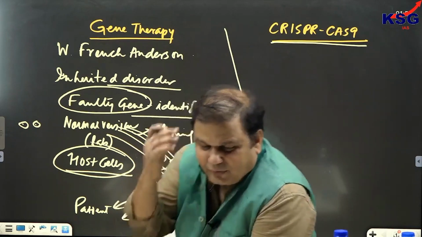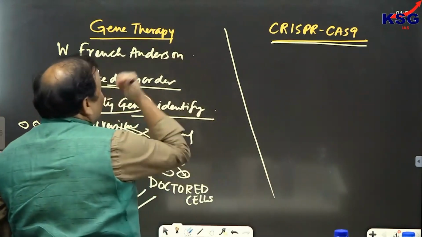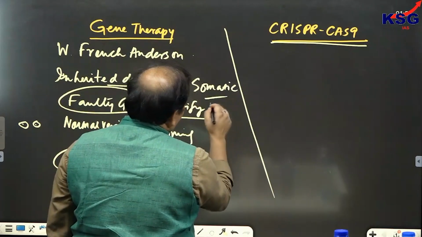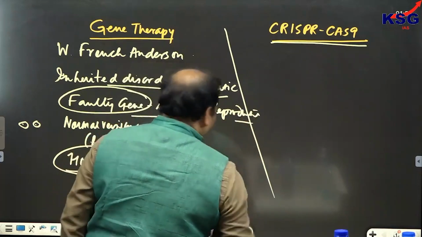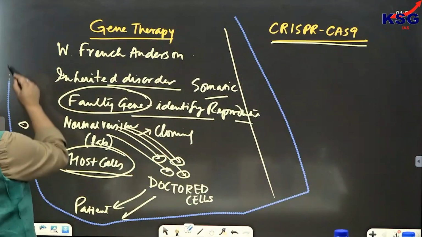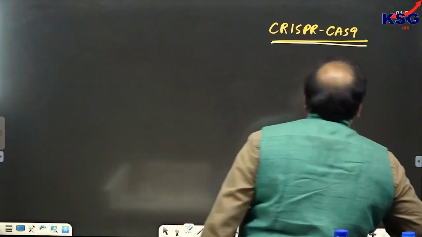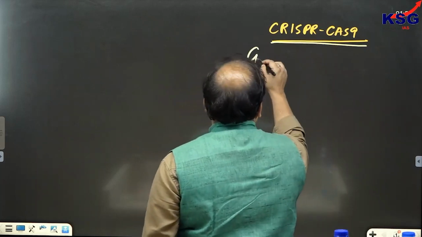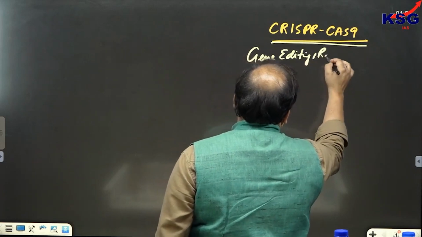Now this is gene therapy. The problem with gene therapy was what? That it can be used for only somatic cells, but it cannot be used for reproductive cells. Now remove this from the board. Now what about CRISPR-Cas9 technology? CRISPR-Cas9 technology is a technology in which we would be responsible for gene editing. And where? In the reproductive cells.